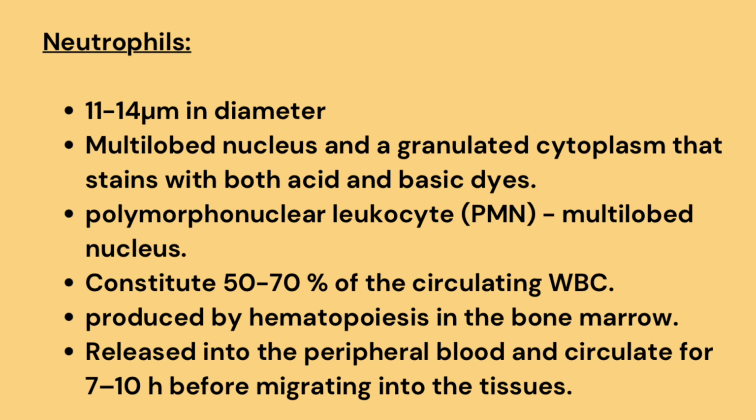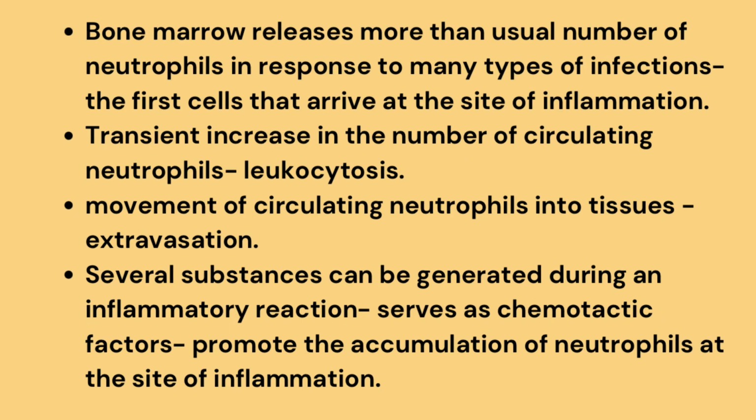Neutrophils are produced in the bone marrow through the process of hematopoiesis. Then they are released into the peripheral blood where they circulate for 7 to 10 hours before migrating into the tissues. In response to many types of infections, the bone marrow releases more than the usual number of neutrophils. These neutrophils are the first cells that arrive at the site of inflammation. And this increase in the number of circulating neutrophils is known as leukocytosis. So, when more neutrophils are being released, it indicates that there is an infection, right?